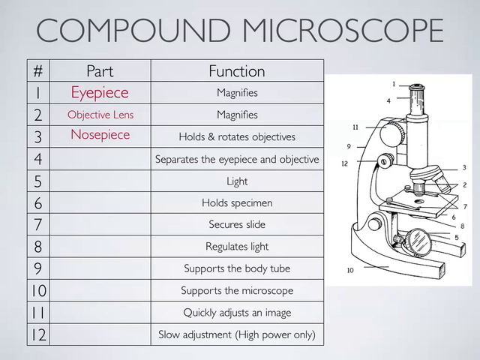From there, you have this part, this long tube. Now, in this microscope, it's at an angle. On the microscope in your diagram, it's straight, but it's the same thing. It's called the body tube. And you need a certain distance between the eyepiece and the objective lens in order for it to focus well. And so the body tube helps keep them at that proper distance.